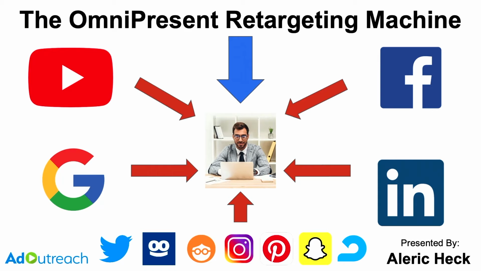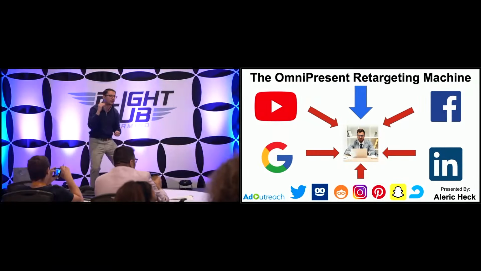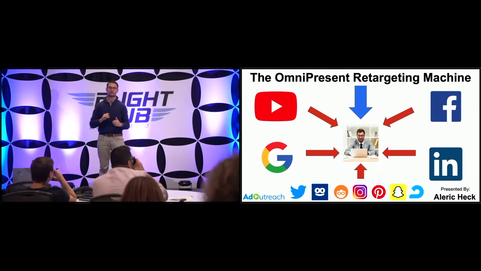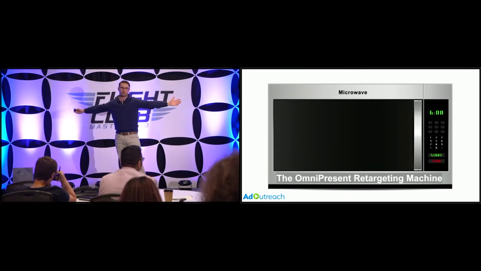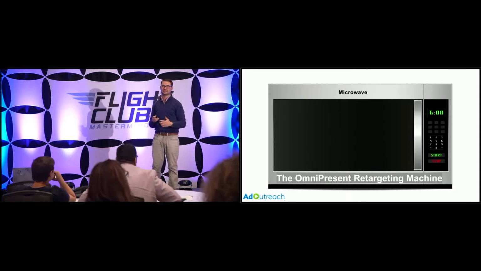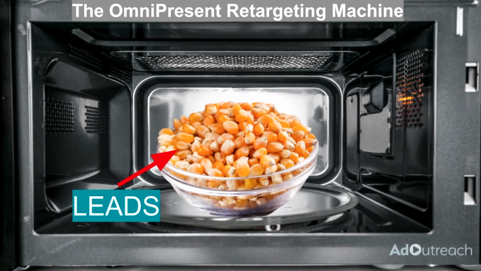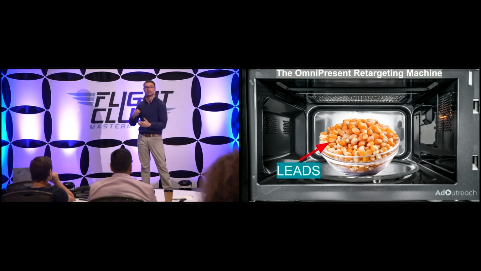So the omnipresent retargeting machine allows you to retarget all of those leads that come from your YouTube ads on every single platform. Now, what I want you to do is picture a gigantic microwave. This is your omnipresent retargeting machine. And inside that microwave is a big bowl filled with popcorn kernels. Those are all of your leads. Those are all the leads that come from your YouTube ads. Now, they can also come from your other ads as well. What I showed you before is why YouTube ads are the blue ocean, how to target the right people on YouTube, right? Remember, if each of these leads is the right person, that's going to give you even more value.